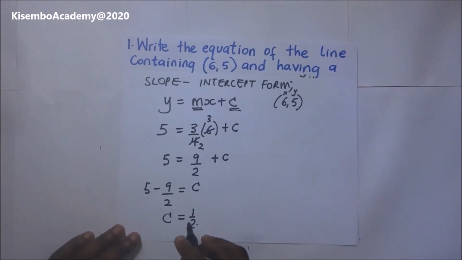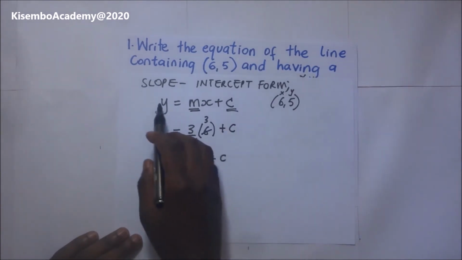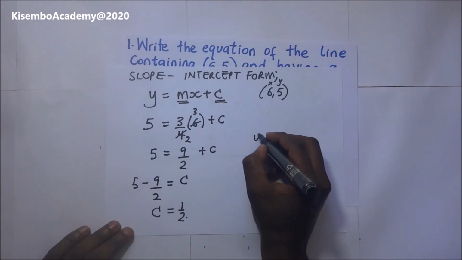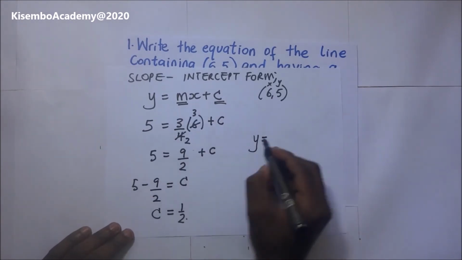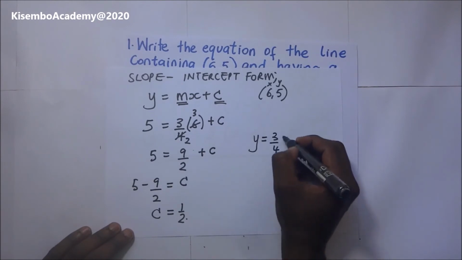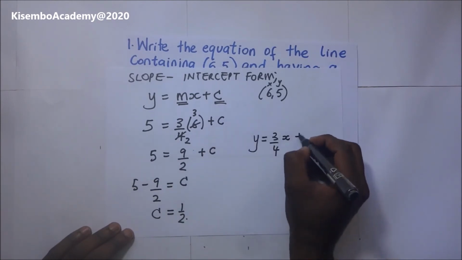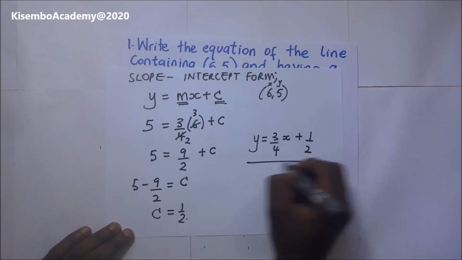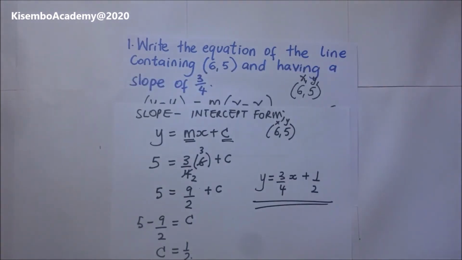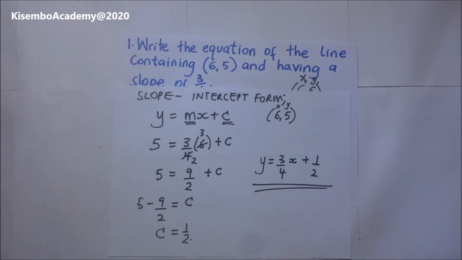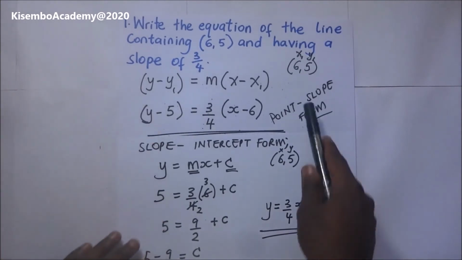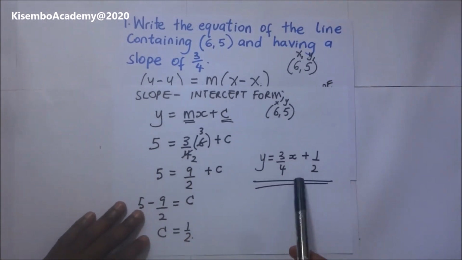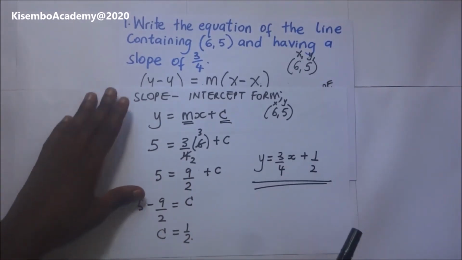So after getting our value of c as a half, we bring back this equation and we shall say, therefore our value of y is going to be, our value of m is 3/4 of x, and the value of c is plus a half. So that is the equation of that line, and this is the equation in the slope-intercept form. So you can write the equation of this line either in the point-slope form or in the slope-intercept form. It will still be correct.